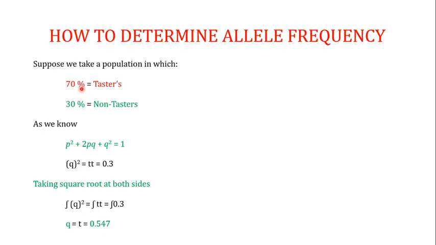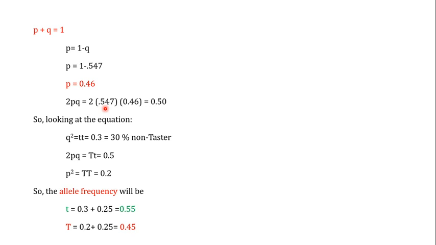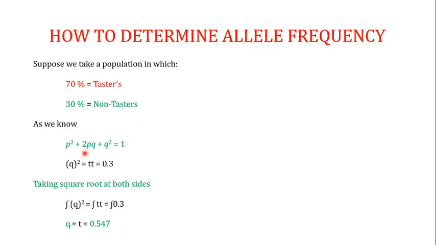So we have determined the value of q, and we have determined the value of p. Now we want to determine the value of 2pq. 2pq is equal to 2 times the value of q, 0.547, times the value of p, 0.46, and when you calculate this, that gives you a value of 0.5. Now if you look at the equation, p square plus 2pq plus q square is equal to 1.